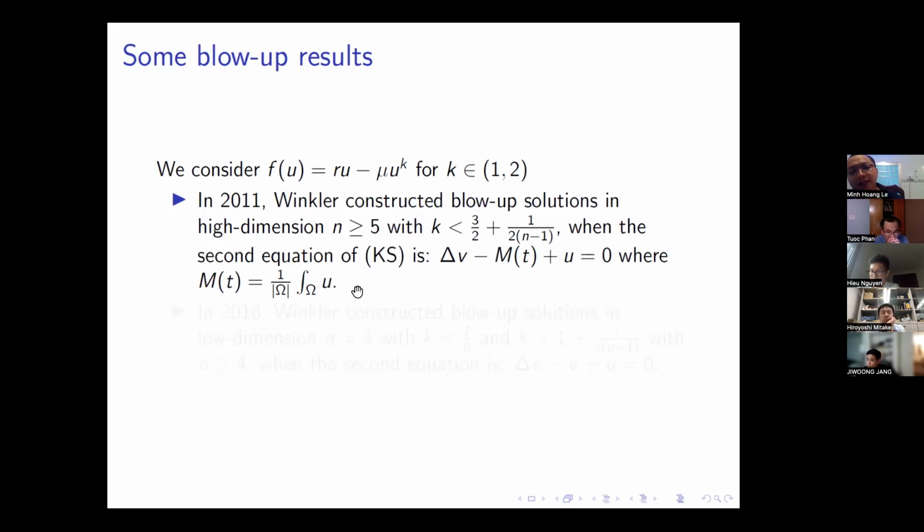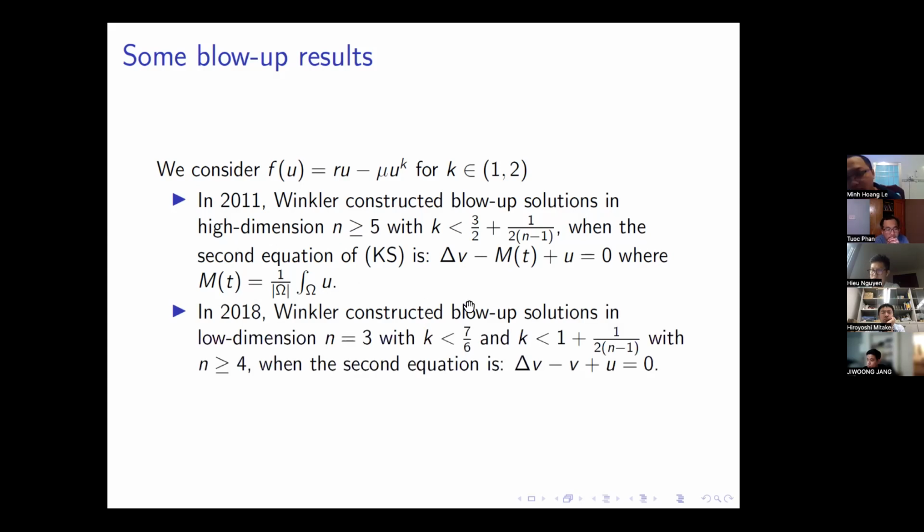And 7 years later, he improved that work in low dimension. For example, for n equal to 3, k less than 7/6, and k less than a certain number for n bigger or equal to 4. But the second equation is just the normal elliptic equation, minus Laplacian of v minus v plus u. So those are the results for blow up for logistic source.